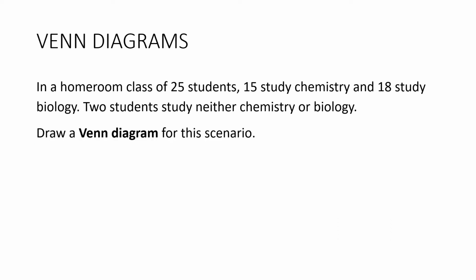Let's move on to Venn diagrams. In a homeroom class of 25 students, 15 study chemistry and 18 study biology. 2 students study neither chemistry nor biology. Draw a Venn diagram for this scenario. Now, if this is the first time you've seen Venn diagrams, you're probably a little confused. You might be saying 15 study chemistry and 18 study biology, that's more than the students we actually have. And you're right, because we've double counted. Some students study chemistry and biology.